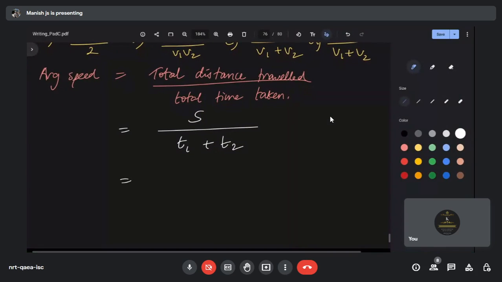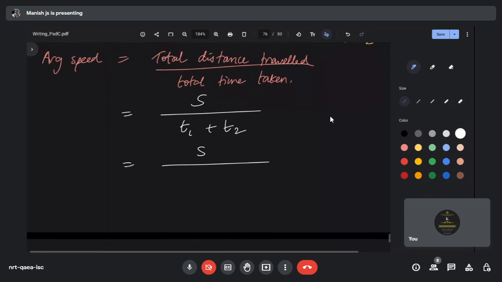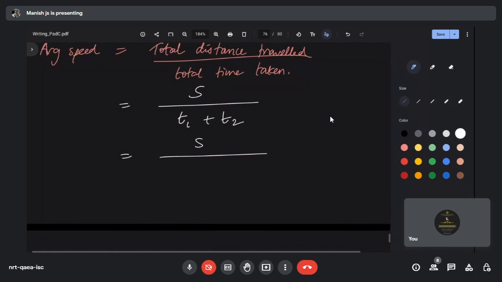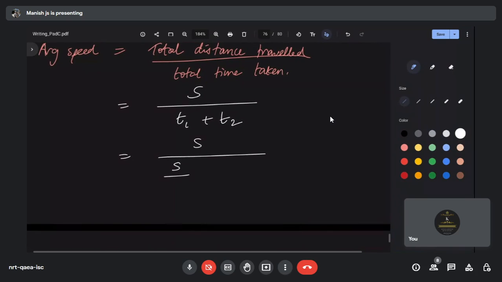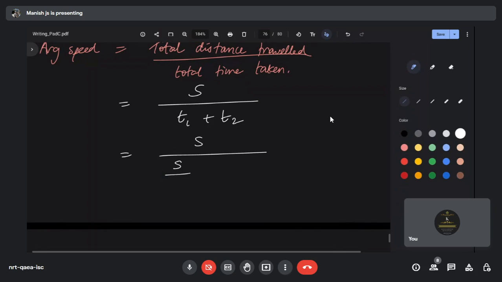Now you go and substitute for s, in terms of t1 for s. Okay? So any one of them you can substitute. So time in terms of distance and speed, how can we write it? So s by v1, sir. s divided by v1, sir.